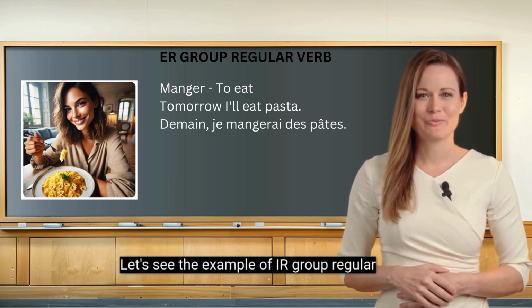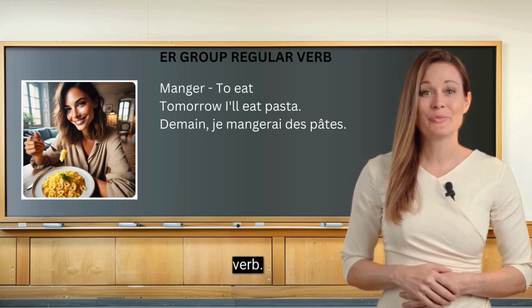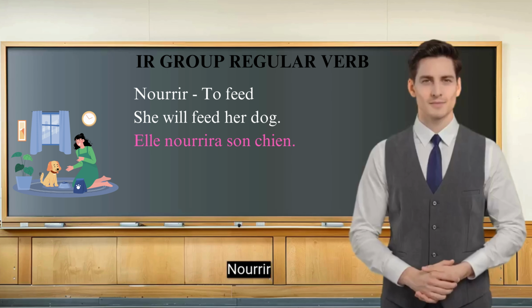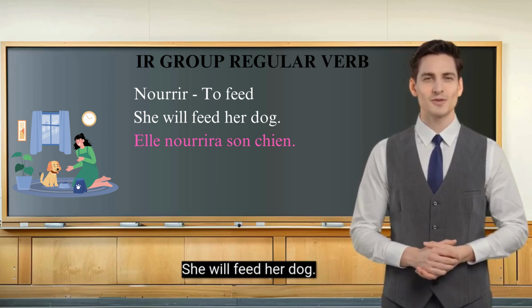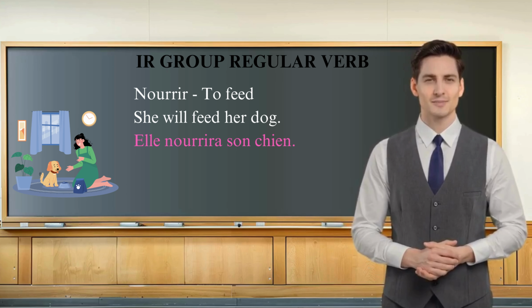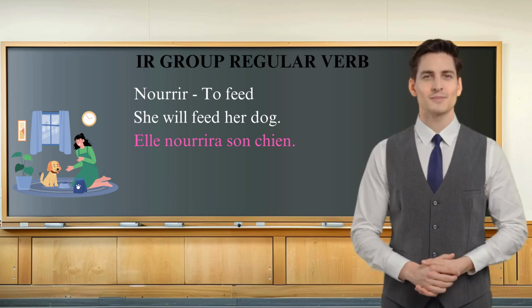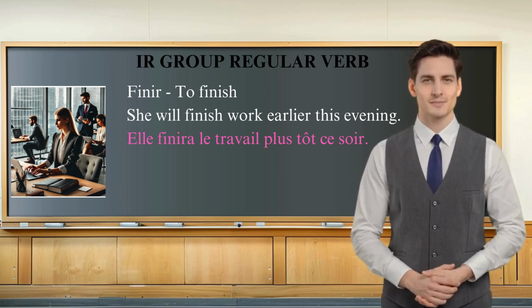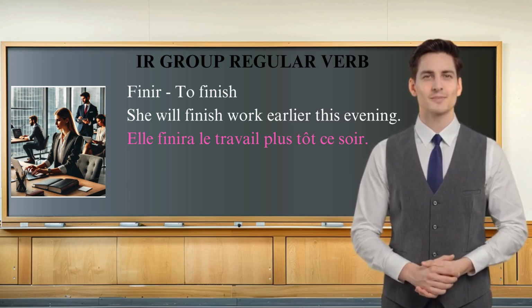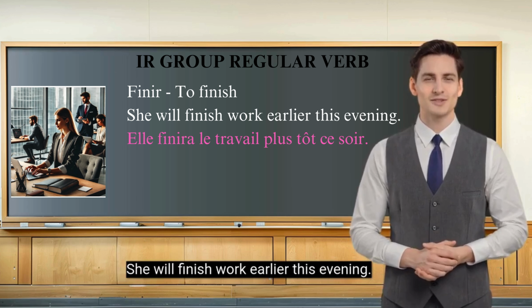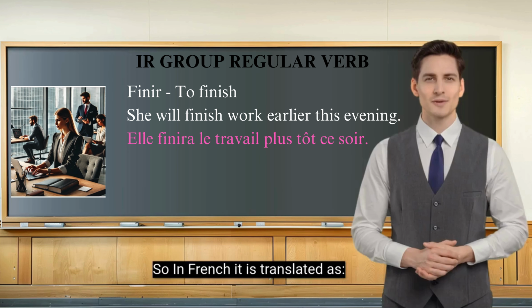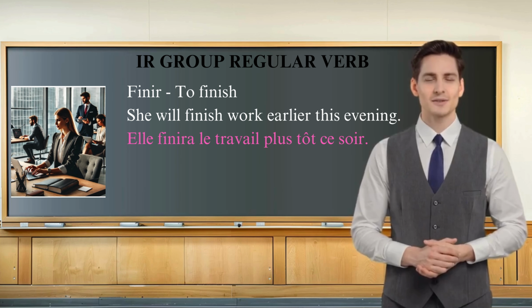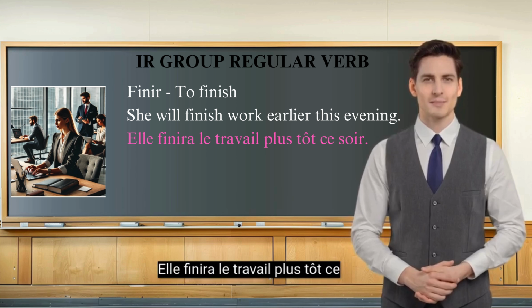Let's see examples of IR group regular verbs. Nourrir, to feed. She will feed her dog. In French it is translated as elle nourrira son chien. Next verb, finir, to finish. She will finish work earlier this evening. So in French it is translated as elle finira le travail plus tôt ce soir.